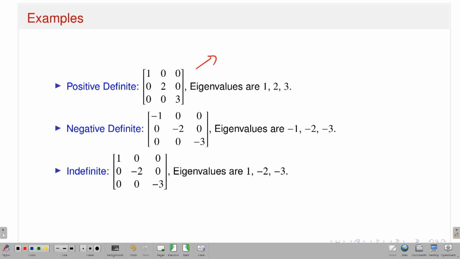So, therefore, it is symmetric, and look at the diagonal elements 1, 2, 3. For a diagonal matrix, what are the eigenvalues? Just the elements of the diagonal. Now, what are the elements of the diagonal? 1, 2, 3. So, these are the eigenvalues and all are positive. So, therefore, it is positive definite.